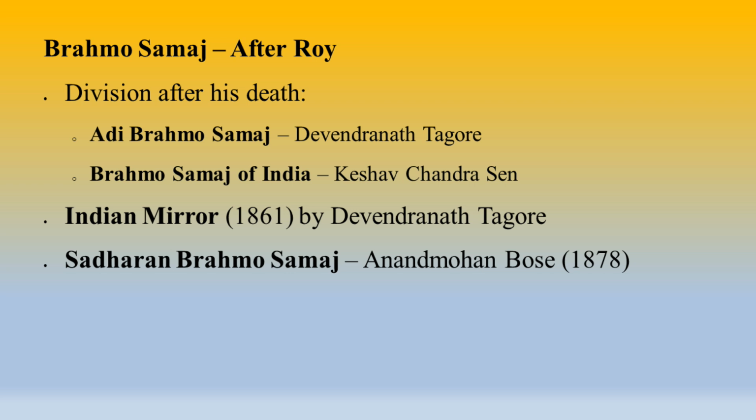Brahmo Samaj after Roy. After Roy's death, the Brahmo Samaj split into various sects. The Adi Brahmo Samaj led by Devendranath Tagore. The Brahmo Samaj of India under Keshab Chandra Sen formed in 1866. Devendranath also founded the Tattvabodhini Sabha and launched the Indian Mirror newspaper in 1861. Later, Ananda Mohan Bose founded the Sadharan Brahmo Samaj in 1878 to continue reformist work with a more democratic structure.